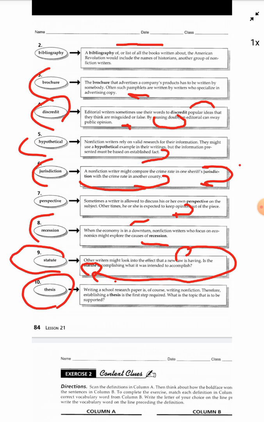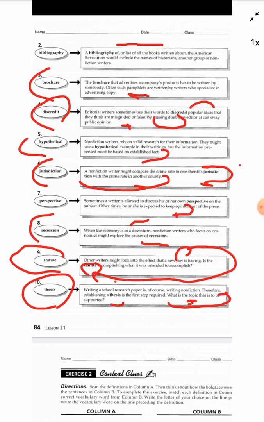Thesis. Writing a school research paper is, of course, writing non-fiction. Therefore, establishing a thesis is the first step required. What is the topic? It's like an explanation of the topic. Okay? What is the topic that is to be supported? So here, thesis means topic, main idea, what I'm going to write about.